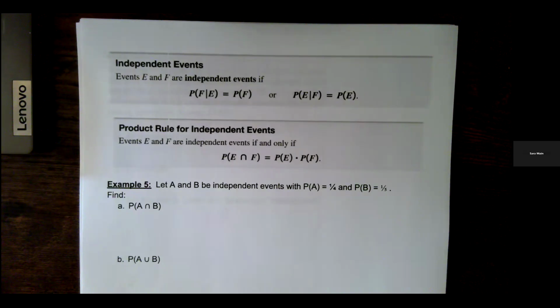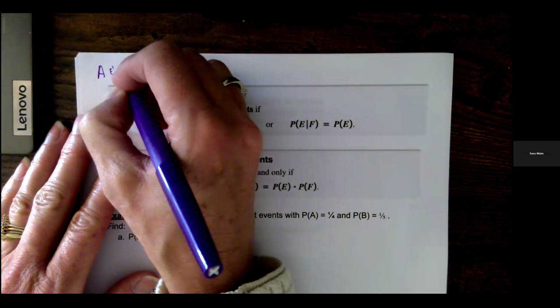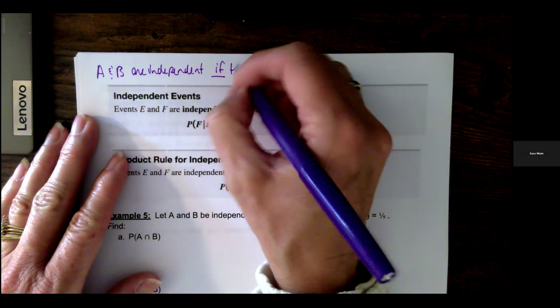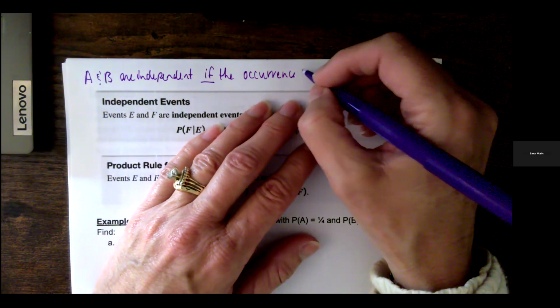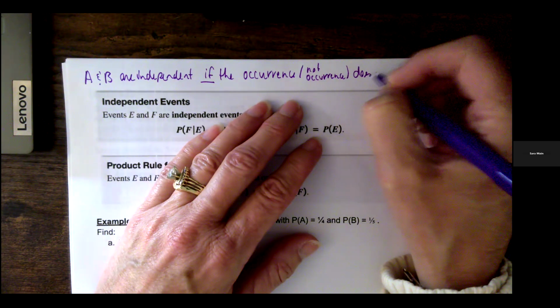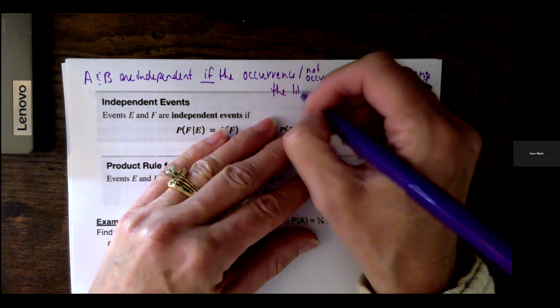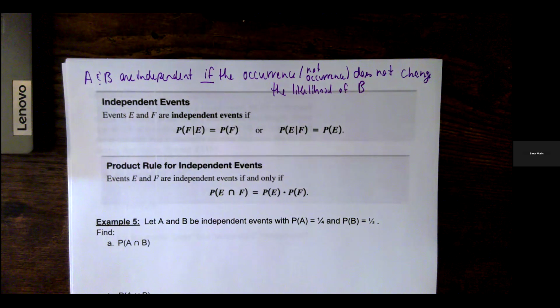We're also introducing independent events. So independent events are, an event is considered independent of one another if the occurrence of event A does not change the likelihood of event B. So A and B are independent if the occurrence or not occurrence does not change the likelihood of B. B does not depend on A happening.